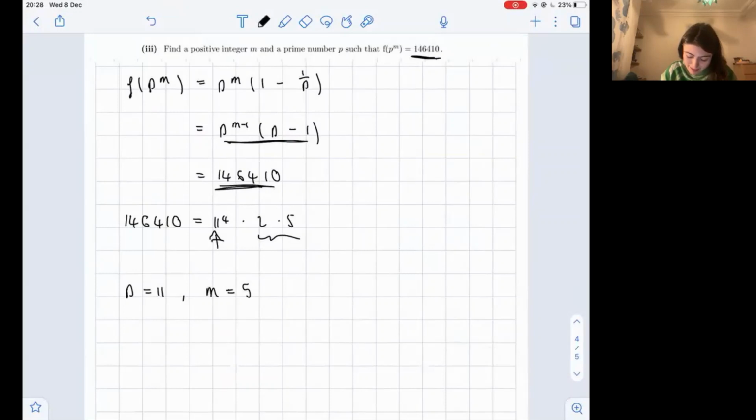So we get the factorization 11 to the 4 times 10, which is what we want in the formula for f of p to the m. So we end up with p equals 11 and m equals 5. Be careful, because even though we've got an exponent of 4 here, that actually equals p to the m minus 1. So you end up with m equals 5. So we got to the end of the question.